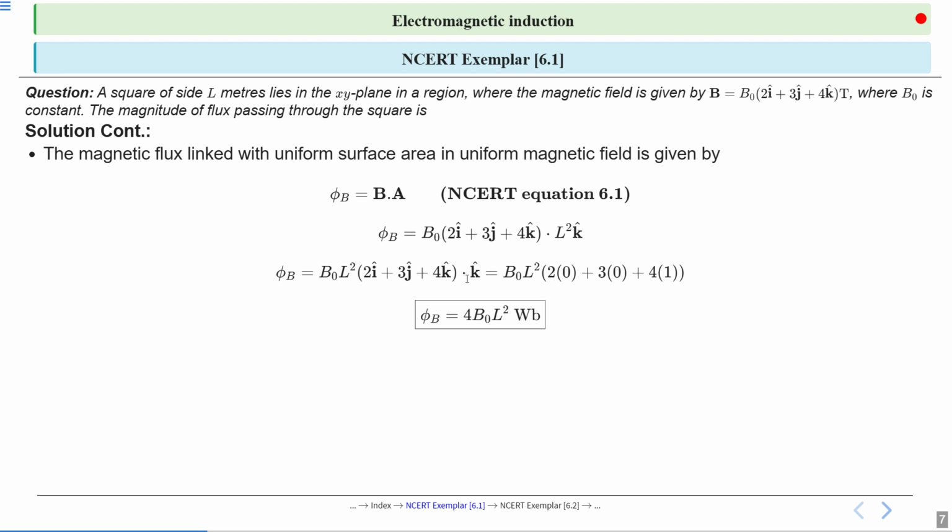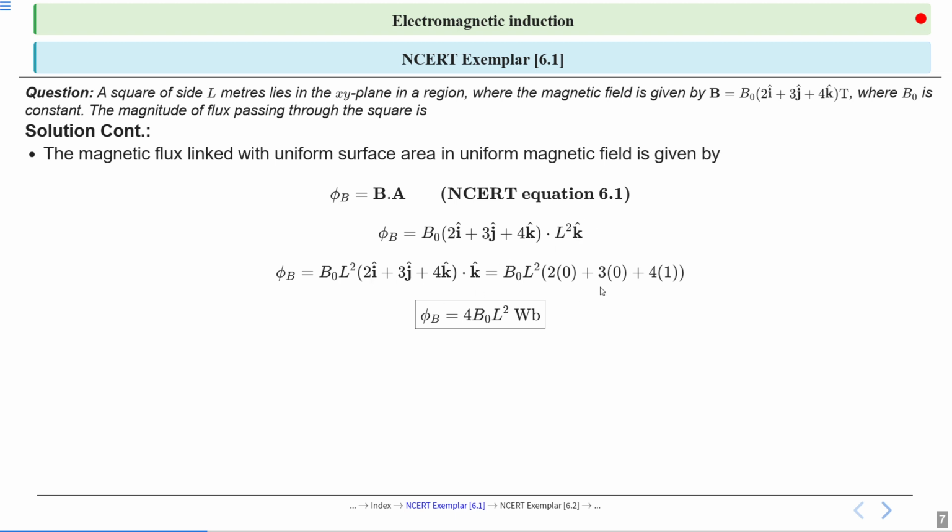The direction of this area vector is 0 i cap plus 0 j cap plus k cap. If there is no coefficient written with k cap or any unit vector, it means the coefficient is 1. So the coefficient of k cap here is 1, and the coefficients of i cap and j cap in the direction of the area vector are 0.